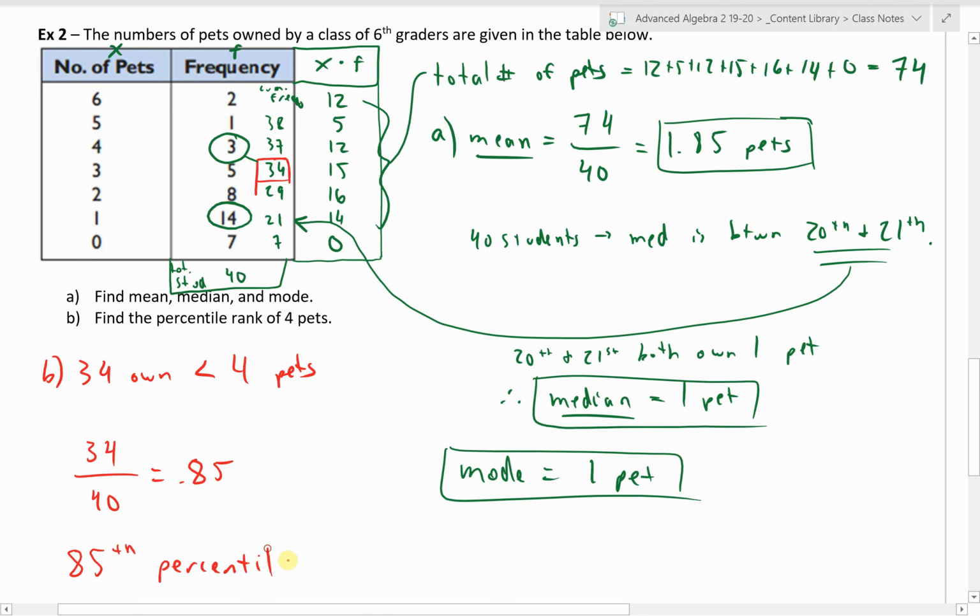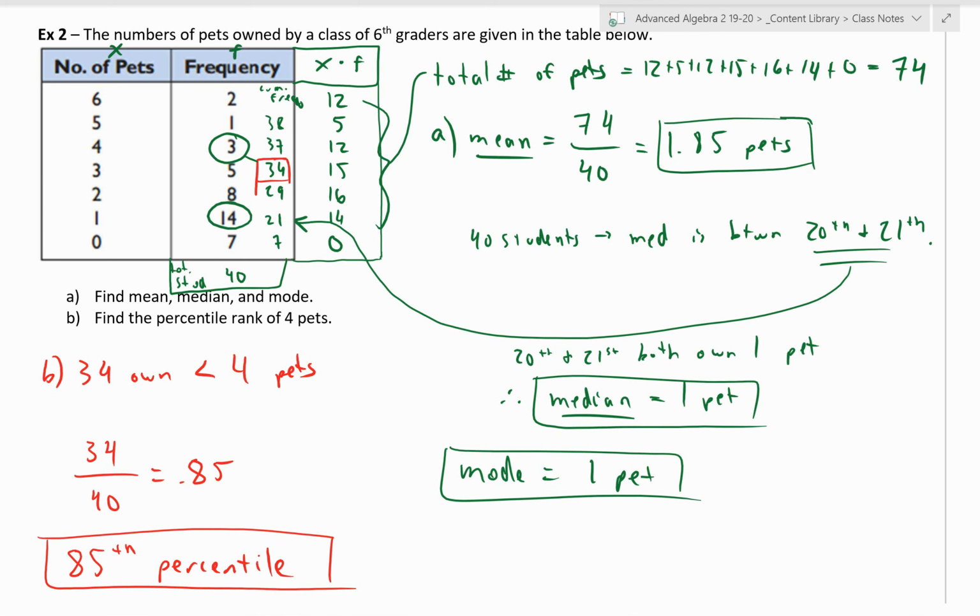Again, this will differ from our textbook. They do at or below, and it's a little bit more complicated the way to compute that. But in the interest of preparing for AP Stats and to simplify calculations, we're saying strictly below, so we only want to know about the people who own less than 4 pets, and we're not including those who own 4 pets. 85% of people own less than 4 pets, so somebody who owns 4 pets is in the 85th percentile.